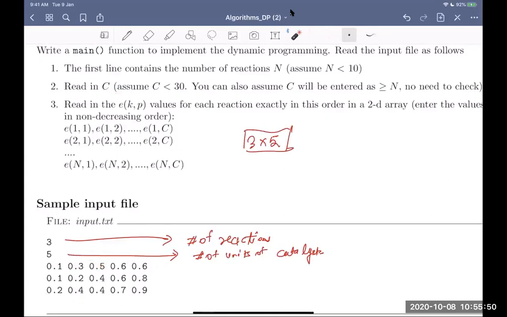And you see this is non-decreasing. You can assume it's given to you; it's non-decreasing, you don't have to check. So this is all the information that is given to you. And now what is your task?